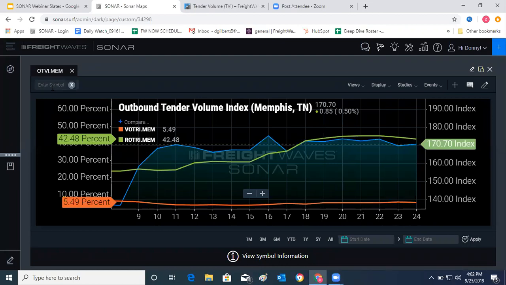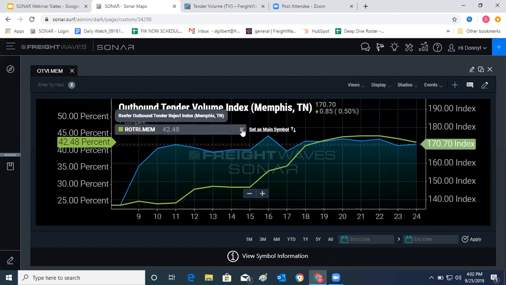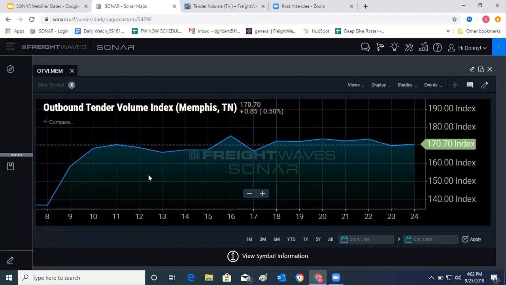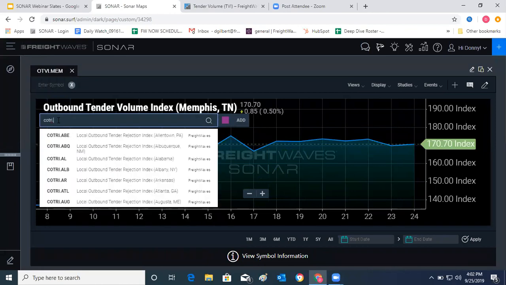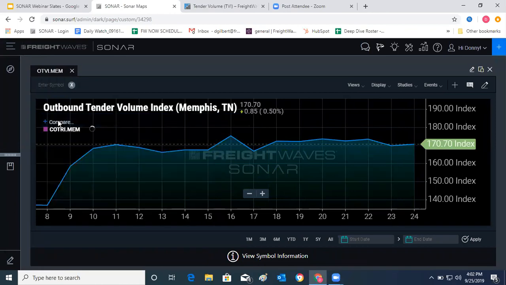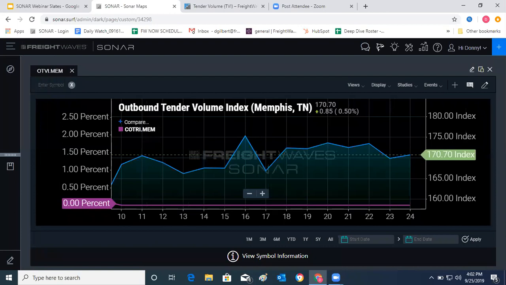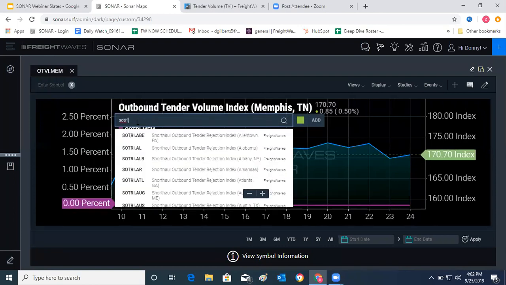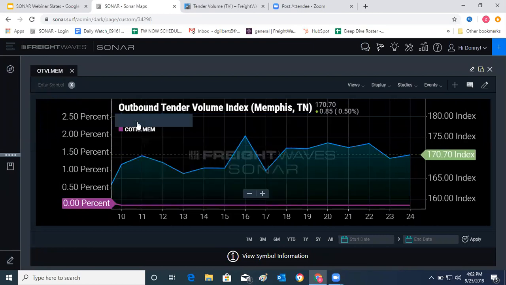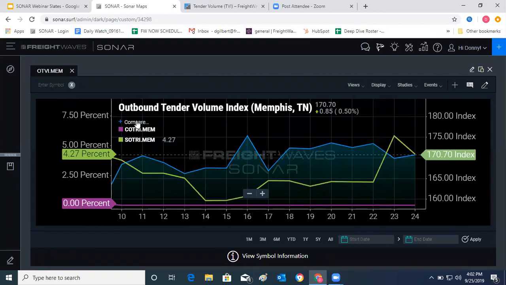Now, we can also break this down by length of haul. So I'm going to close down the reefer and the dry van. And these are all trailer types together. So I'm going to compare our outbound volumes, and I'm going to use COTRI.MEM for Memphis. These are the city loads, 0 to 100 miles. I'm going to look at SOTRI. These are our short haul loads. These are 100 miles to 250 miles.